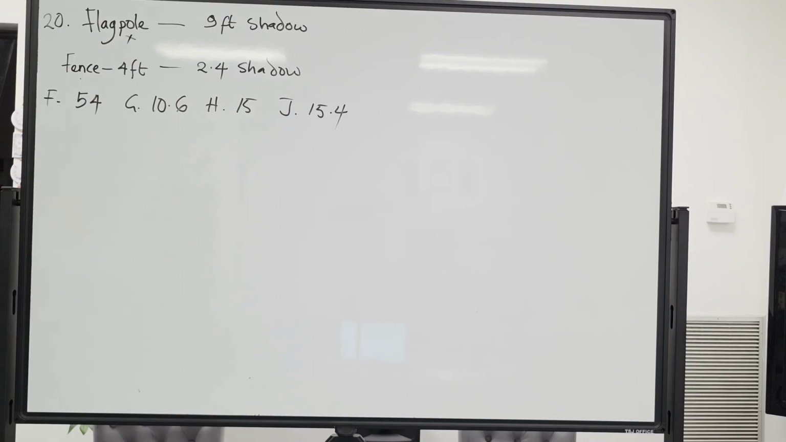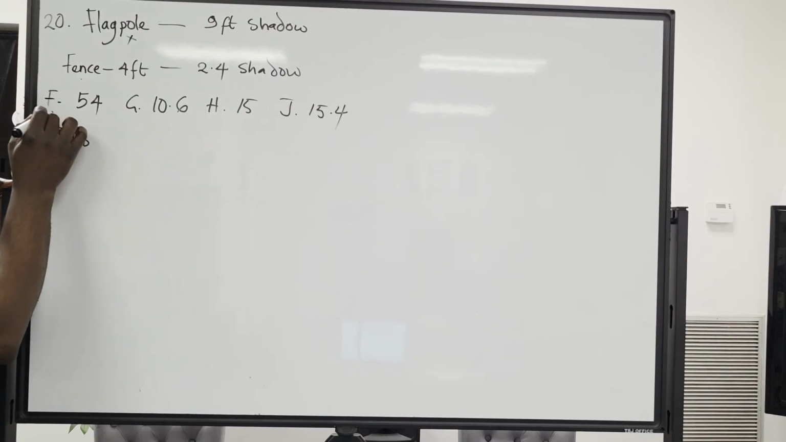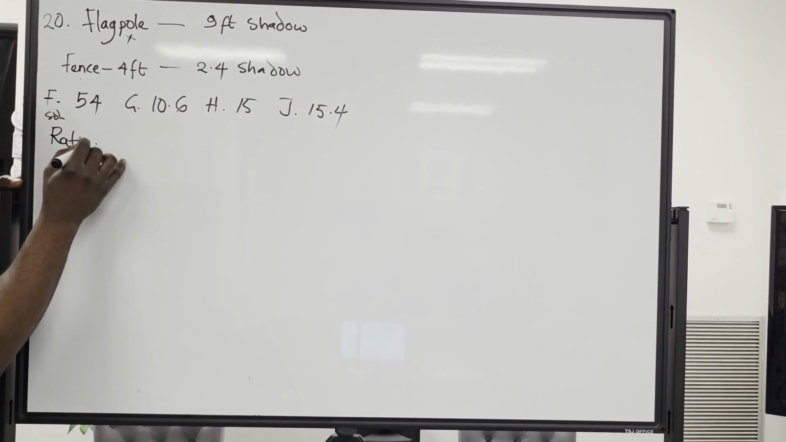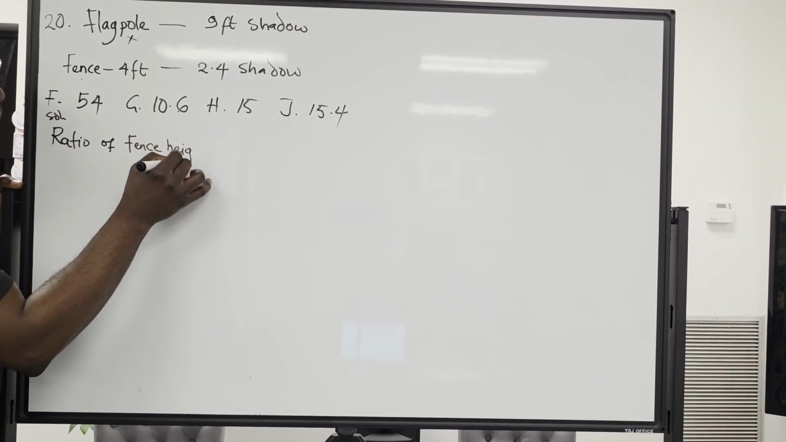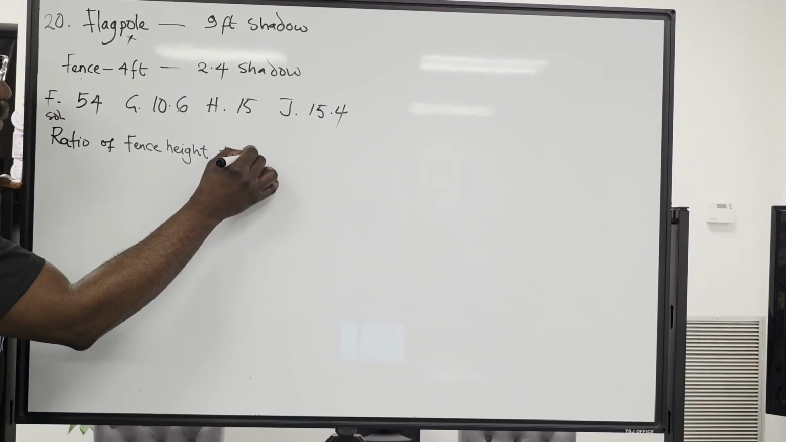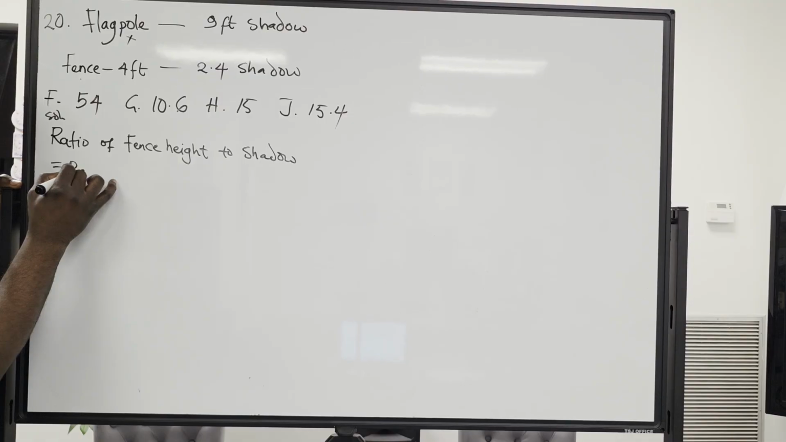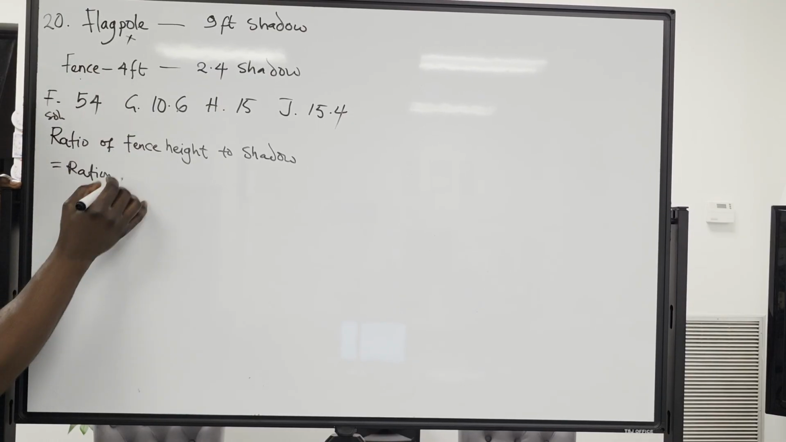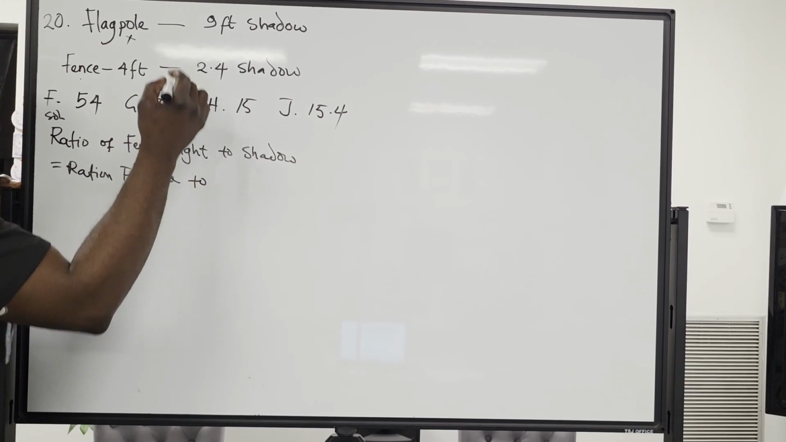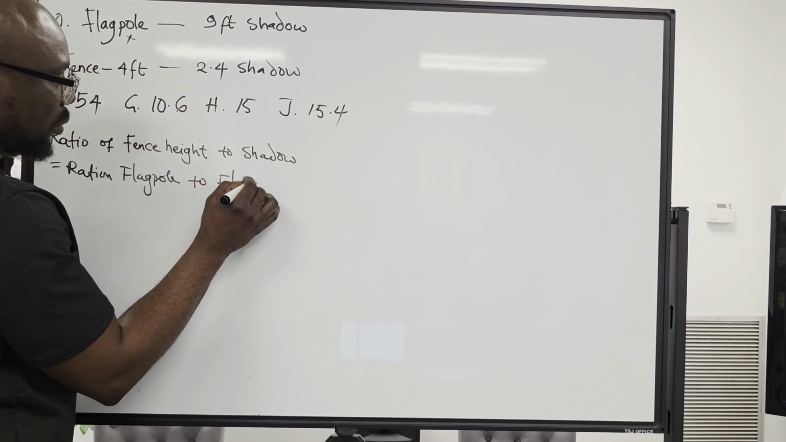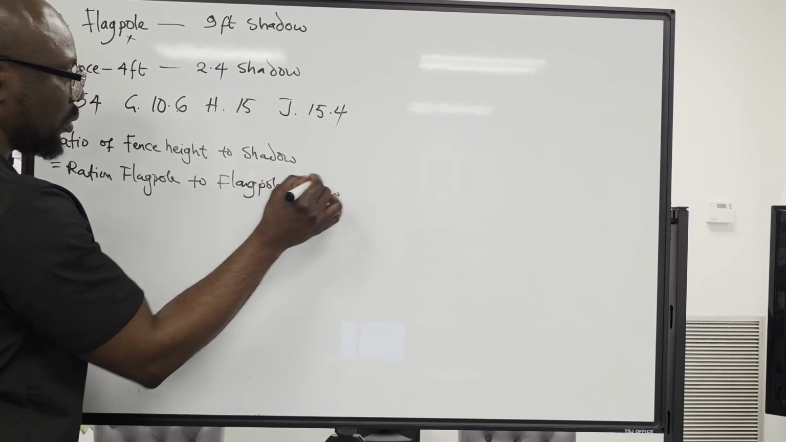This is a ratio question. The ratio of fence height to fence shadow is going to be equal to the ratio of flagpole height to flagpole shadow. That's how you're going to solve this.